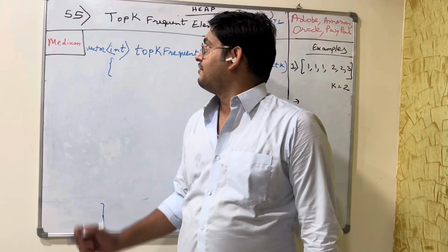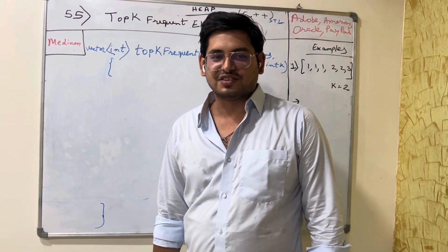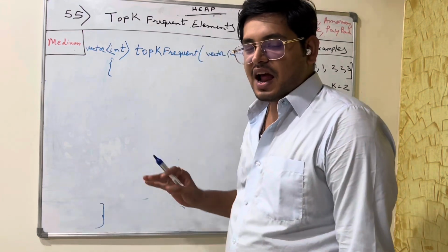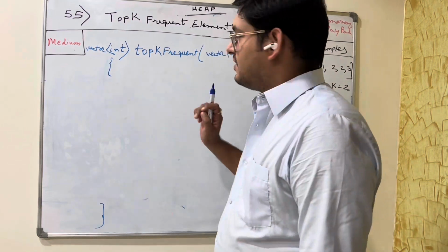Today we are going to solve the 55th question of the problem solving series and the third question of heap data structure. The difficulty level for this question is medium and this question has been asked in Adobe, Amazon, Oracle, PayPal and multiple companies. So let's discuss.